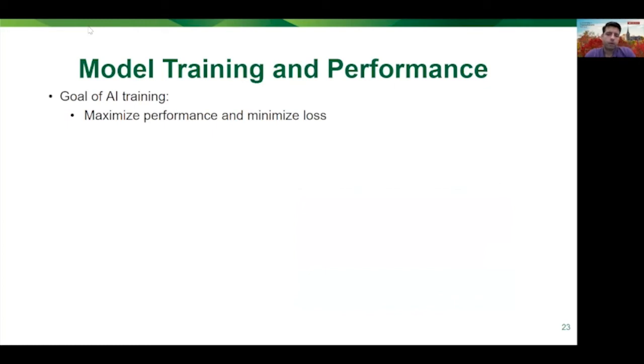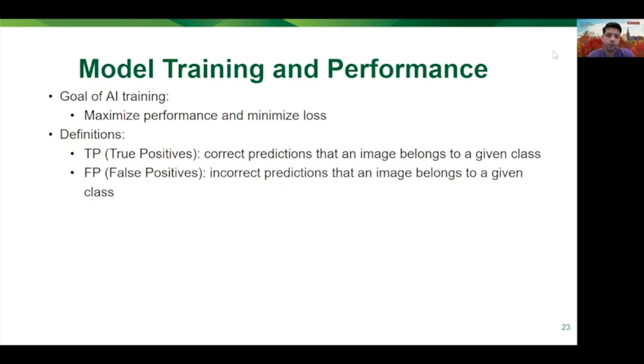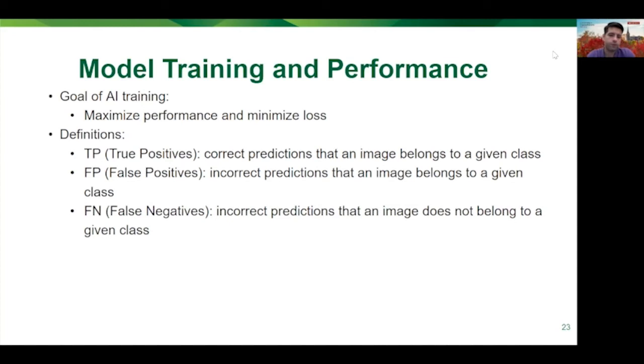The goal of training our models is to maximize performance based on a specified metric and also minimize loss. This is not unique just to this problem, but to artificial intelligence in general. It's an optimization problem. So what we keep track of is the true positives, the correct predictions that belong to a certain class, the false positives, the incorrect predictions, false negatives, which are the incorrect predictions which do not belong to the particular class, as well as the true negatives.